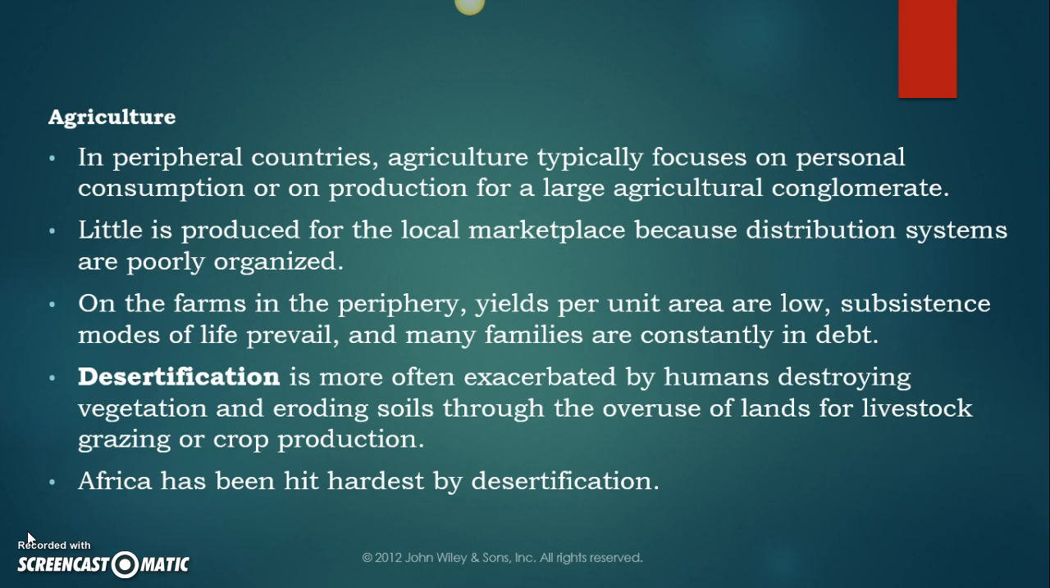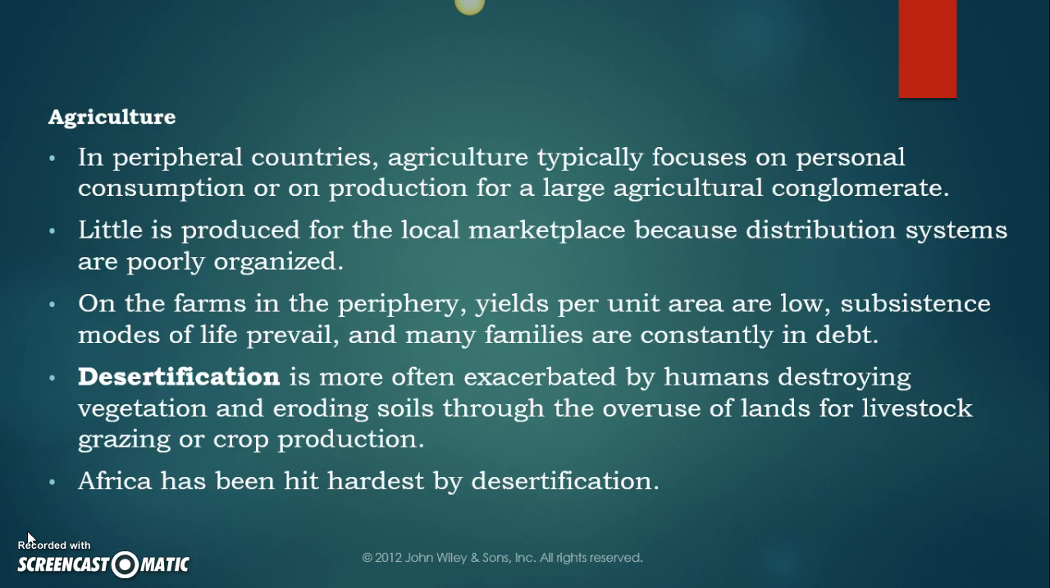Other things we need to talk about when we talk about export, or talk about industrialization, we talk about agriculture, right? So agriculture in periphery countries is personal consumption or production for agricultural conglomerates. Conglomerate's a fancy word that means a big bunch of businesses that work together, right? Very little is produced for the local marketplace, and distribution systems are incredibly poorly organized. Okay? In the periphery, yields per unit area are low, and subsistence modes prevail.